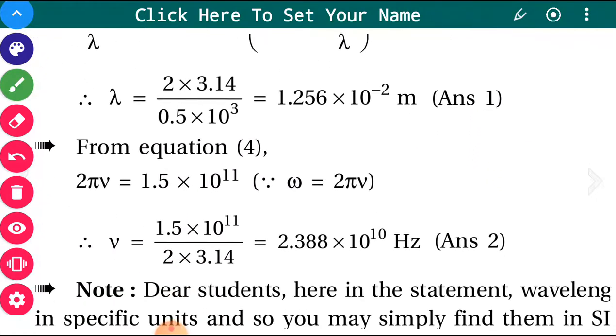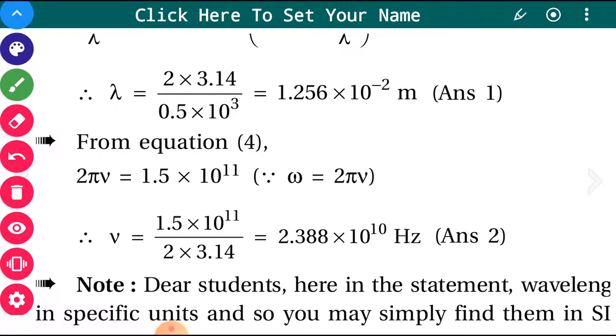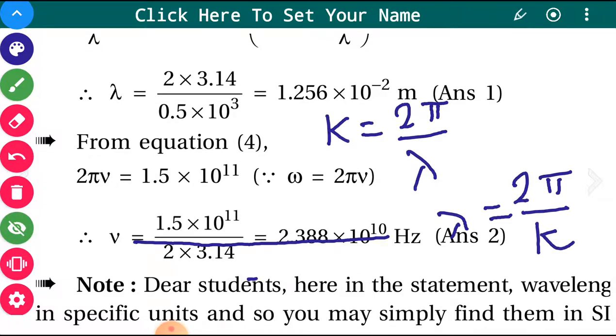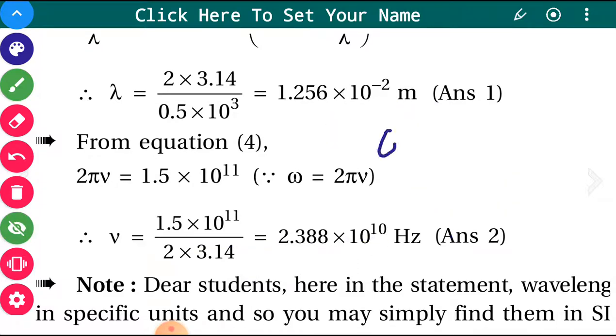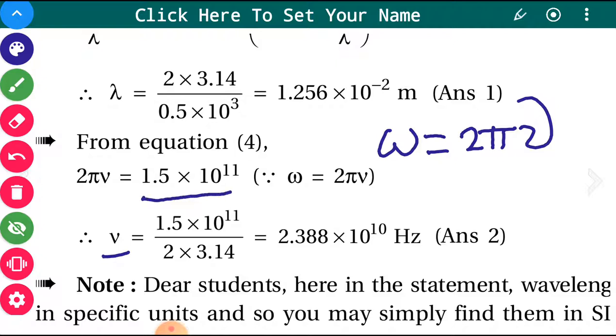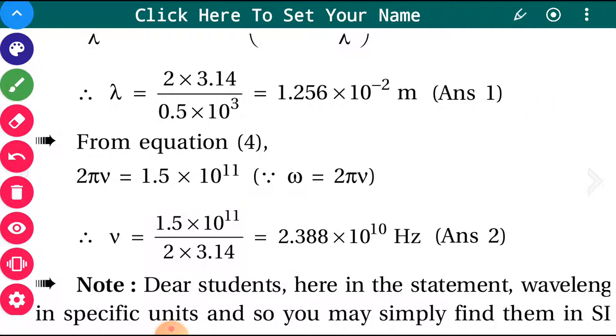Now, as you know, 2 pi nu is equal to omega, the angular frequency. So omega is equal to 2 pi nu, and here nu can easily be found. Nu is omega upon 2 pi. Omega is known to you, 1.5 into 10 raised to 11 divided by 2 into 3.14. So nu can be obtained as 2.388 into 10 to the power 10 hertz.